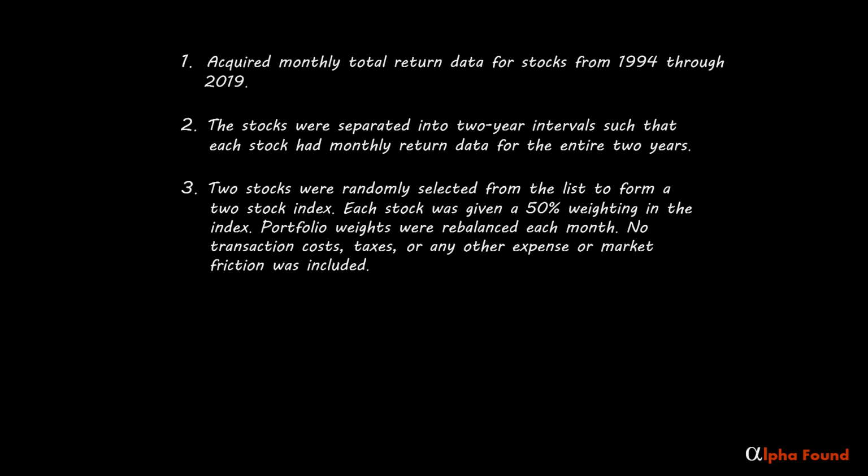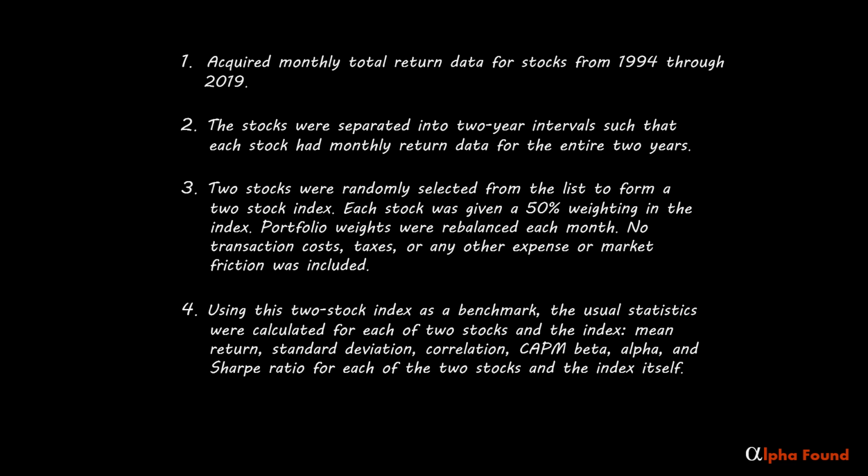Then 2 stocks were randomly selected from the list to form a 2-stock index. Each stock was given a 50% weighting in the index. Portfolio weights were rebalanced each month. No transaction costs, taxes, or any other expense or market friction was included that would make the procedure more realistic. Neither was a risk-free rate included, making these calculations consistent with the market model.